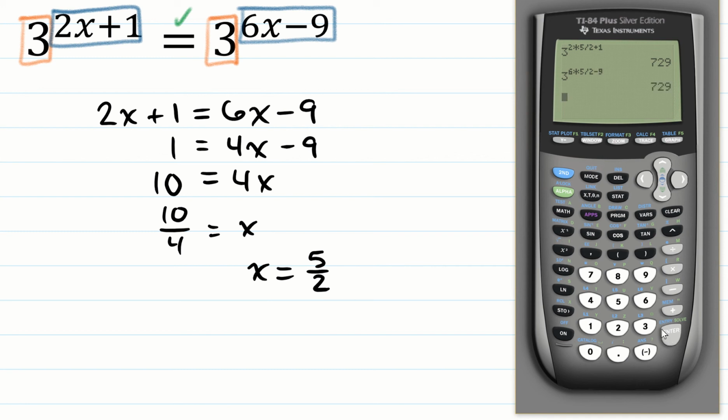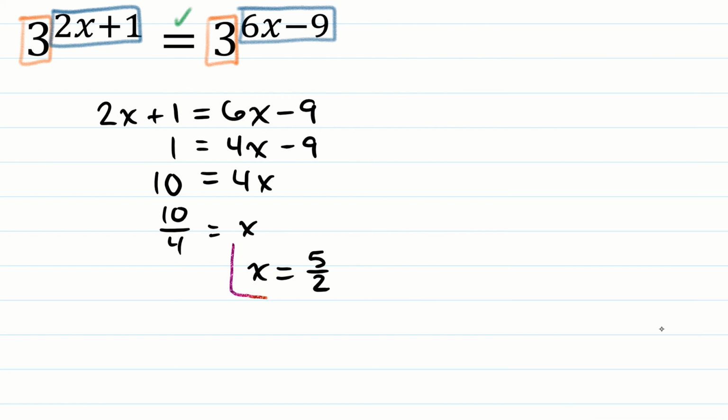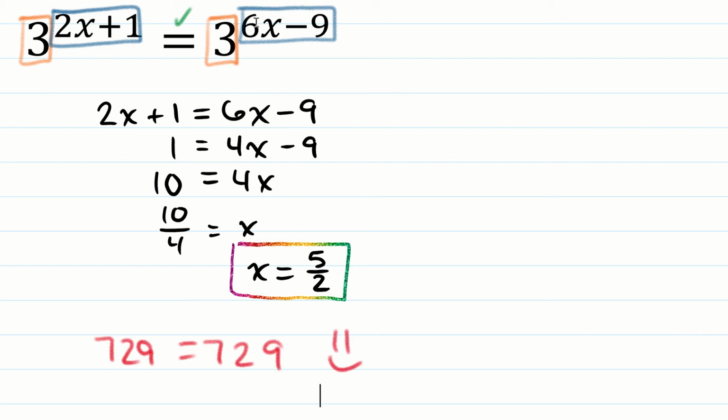So not only does this look reasonable, but it does the precise thing you would expect it to do. The moment I take this value and plug it into the equation, it makes both the left-hand side and the right-hand side 729. And because 729 is equal to itself, this is what we call a solution.